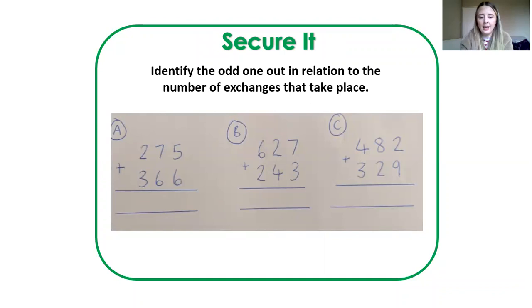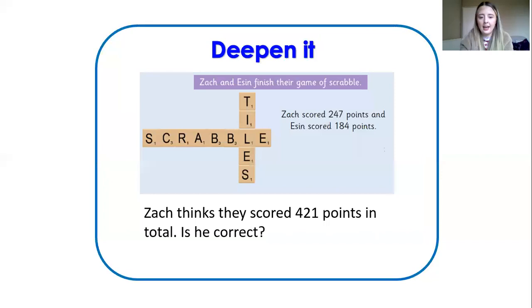So you need to work out the answer and one of them will have maybe more or maybe less exchanges than the others. Okay, so that's how you're going to work that out. So to find the answers, take a look at how many exchanges each column addition has.